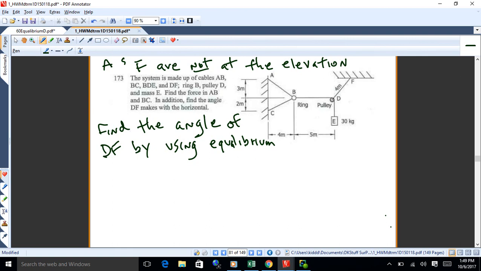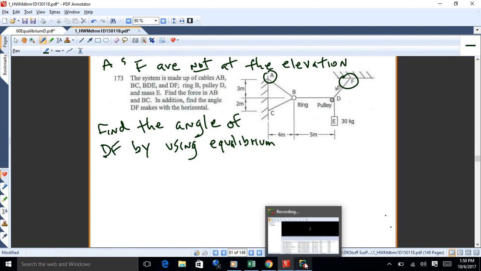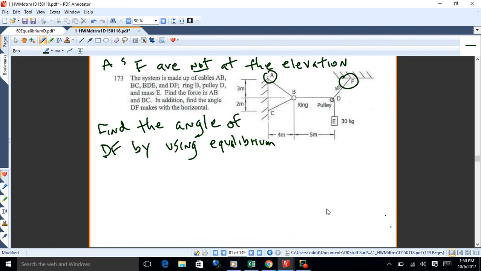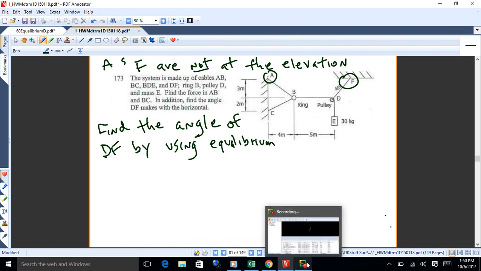So just a little bit of, that tends to be confusing. People see A and F, they tend to think they're at the same elevation, but they're not. It's not the assumption there at all, okay? So just use equilibrium to find the angle of DF. Which problems are due? 171 and 173. Okay. So 171 and 173.